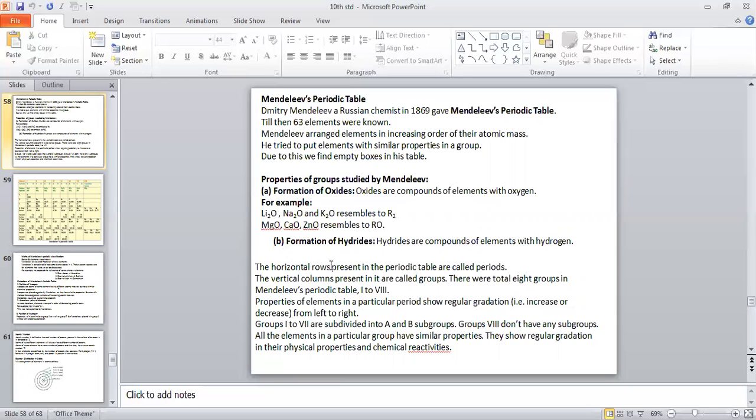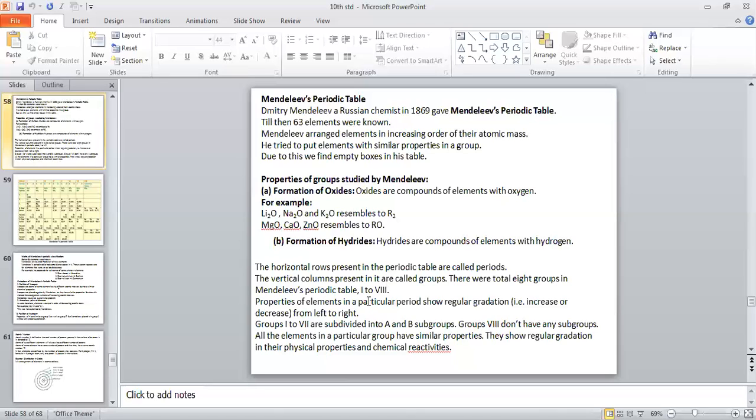So horizontal rows present in the periodic table are called the periods. Vertical columns are called the groups. There are a total of 8 groups in the Mendeleev periodic table. They are numbered from 1 to 8 and they are divided into A and B subgroups.